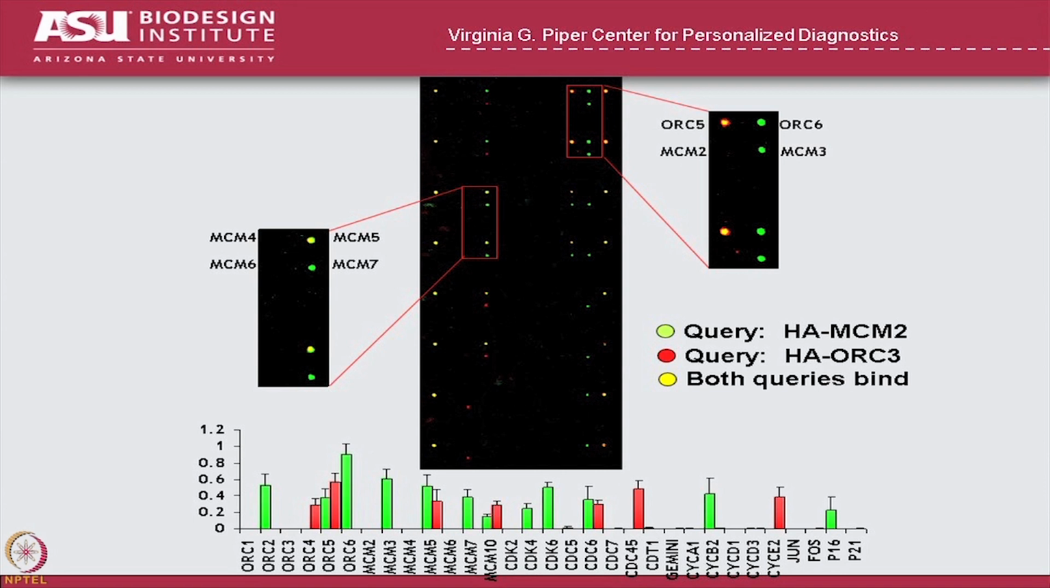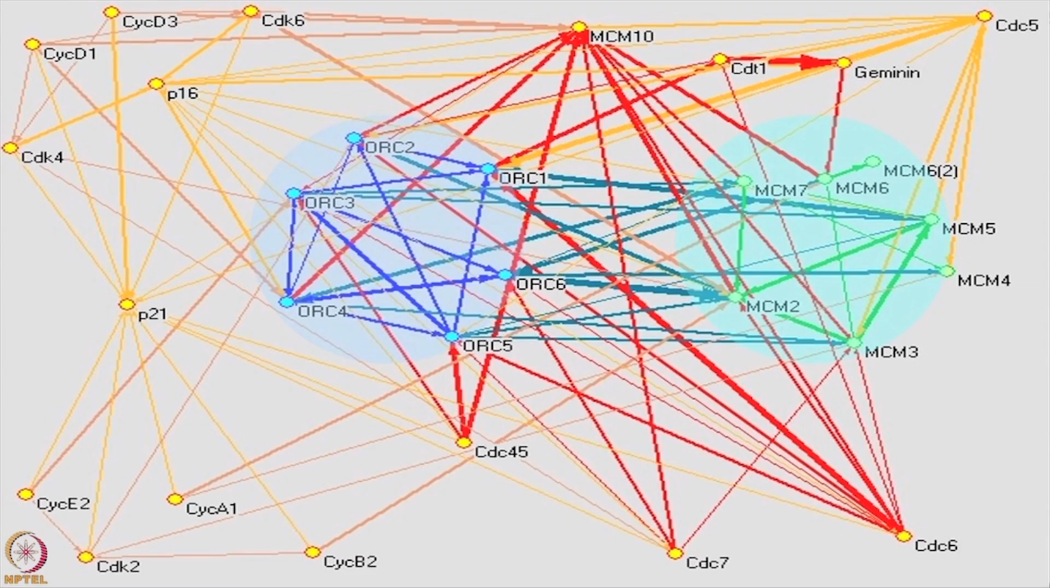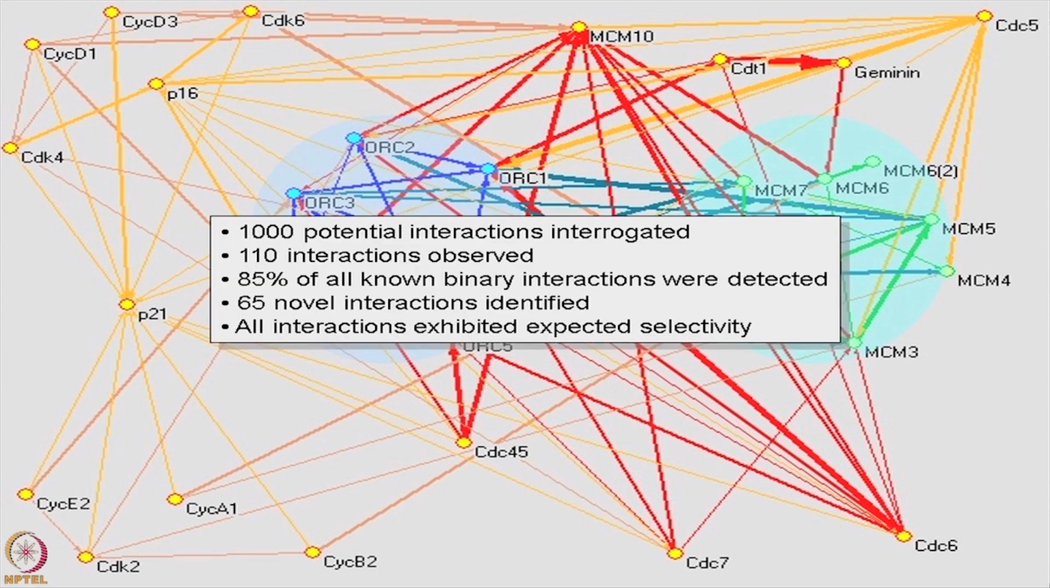And you can merge the 2 images if you wanted to, and even use that kind of thing to build an interaction map for all the proteins in the complex with all the other proteins. And that's effectively what we did. We queried over 1,000 possible interactions. We identified 110 of them, including many new ones, using this general approach. So you can use this to look at protein-to-protein interactions.